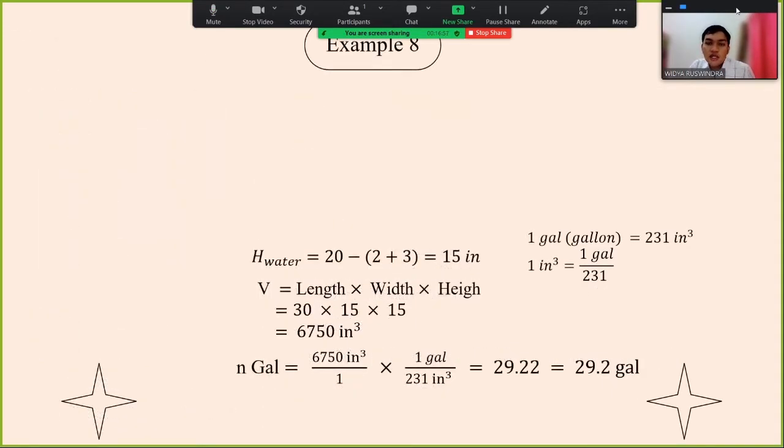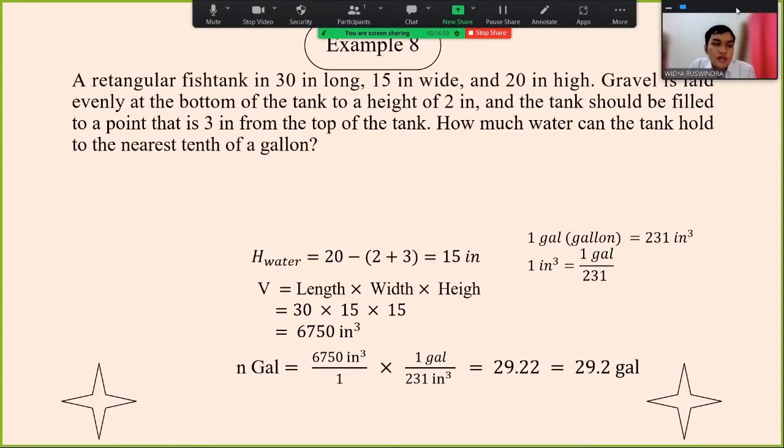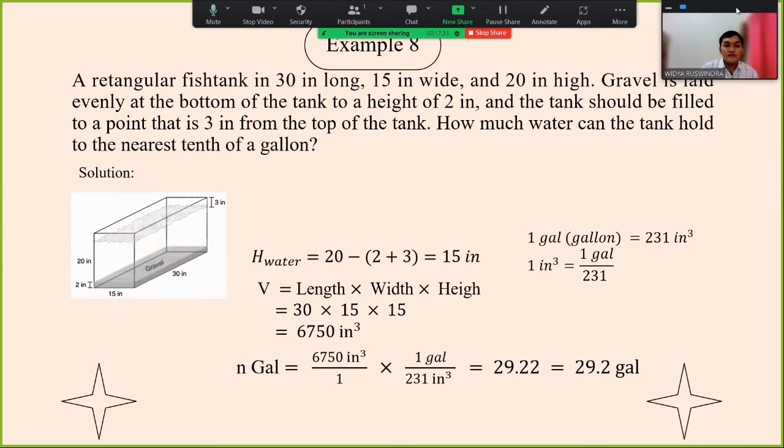Okay, for the next example, example 8, the question is: a rectangular fish tank is 30 inches long, 15 inches wide, and 20 inches high. Gravel is laid evenly at the bottom of the tank to a height of 2 inches, and the tank should be filled to a point that is 3 inches from the top of the tank. How much water can the tank hold to the nearest tenth of a gallon? Okay, solution. This is an illustration of the rectangular fish tank.